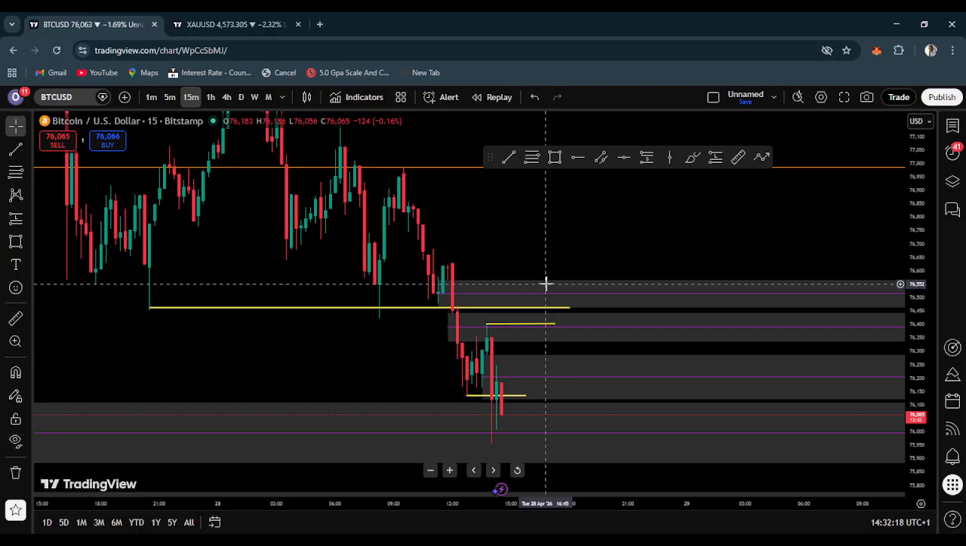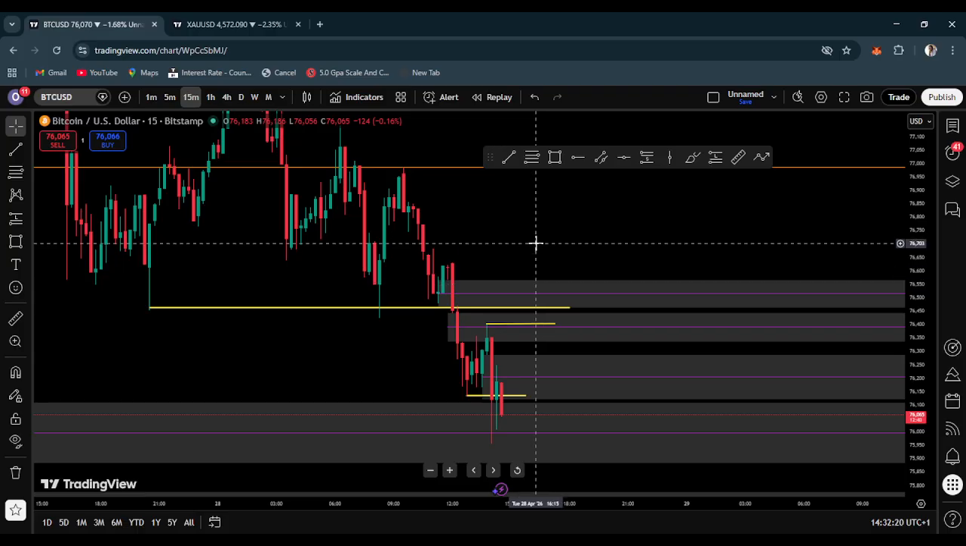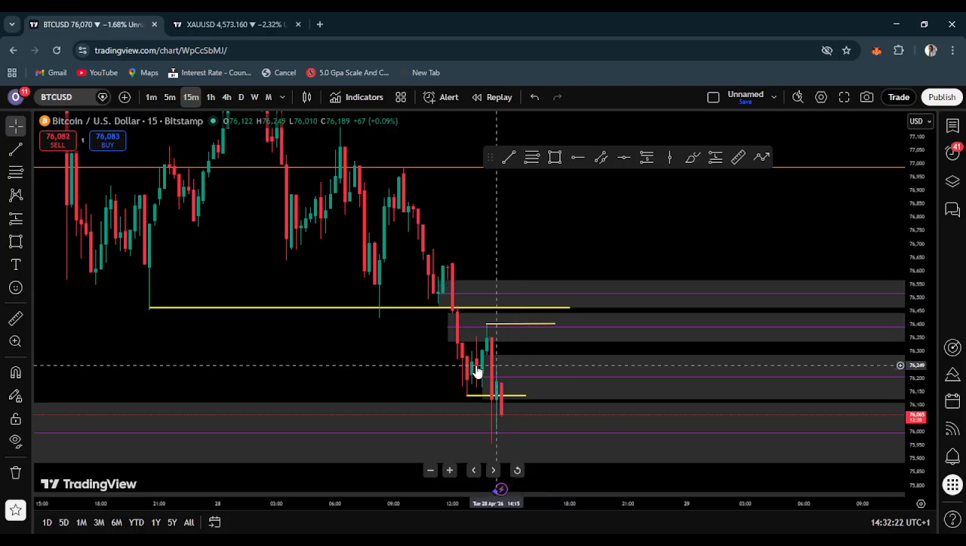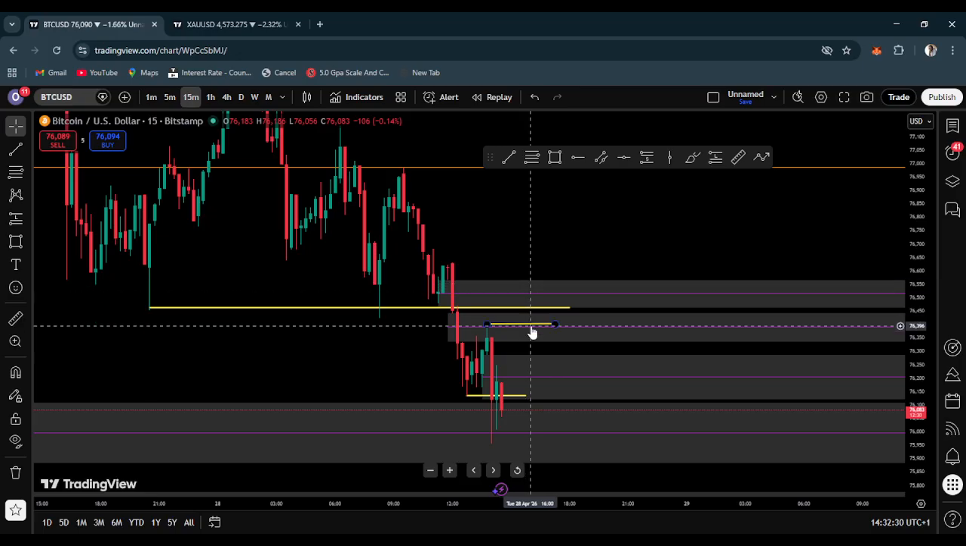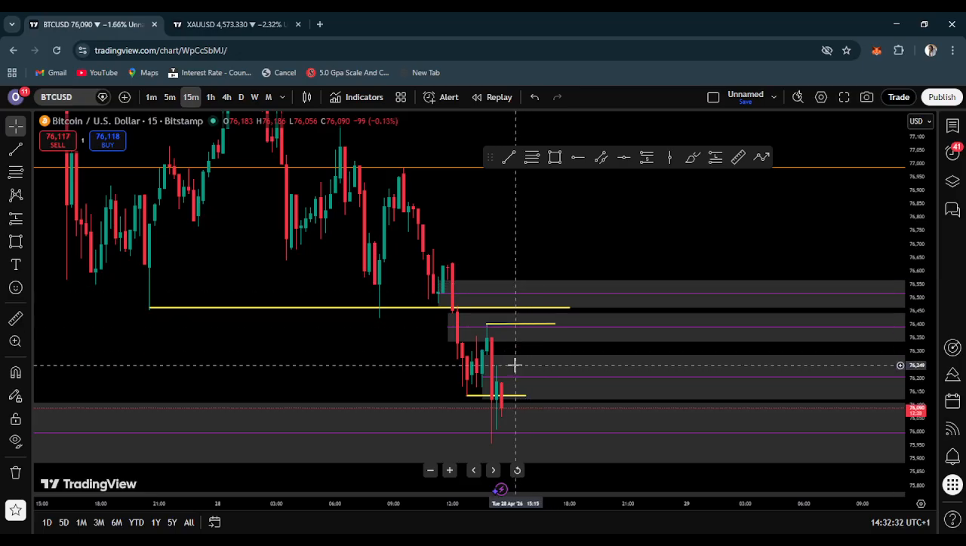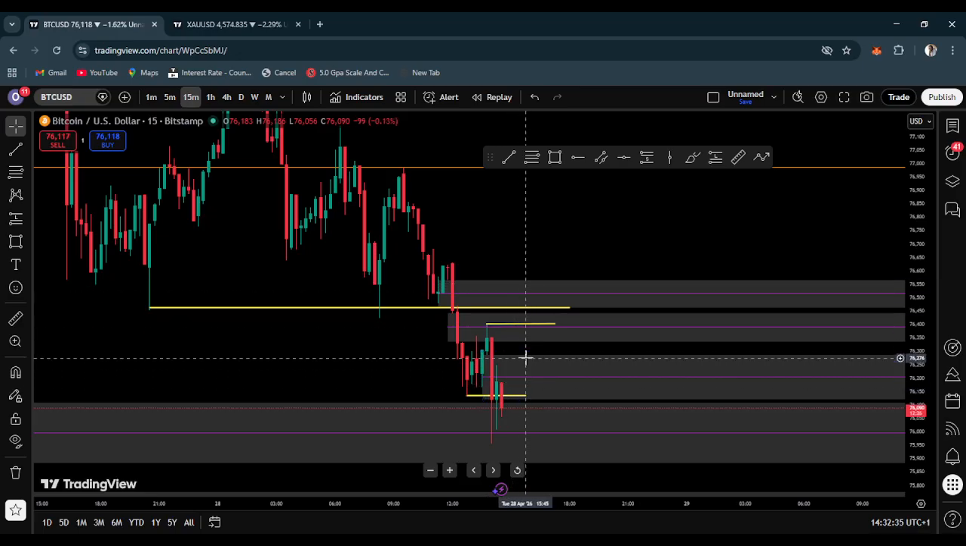Okay, that's it. See, we are unable to close decisively above the 50% of this. If we start closing above the 50% of this, we would most likely see a retracement. Anything that makes us close above the 50% of this, we would see a retracement. And that's just it.